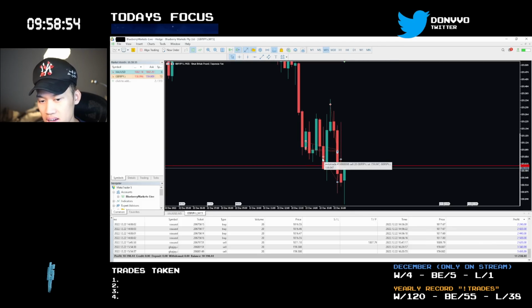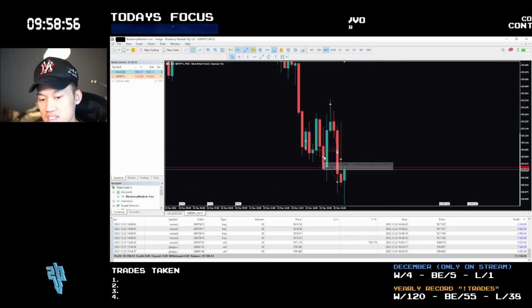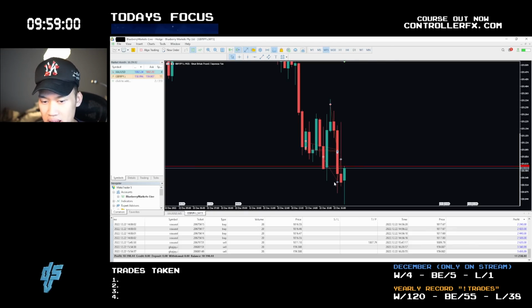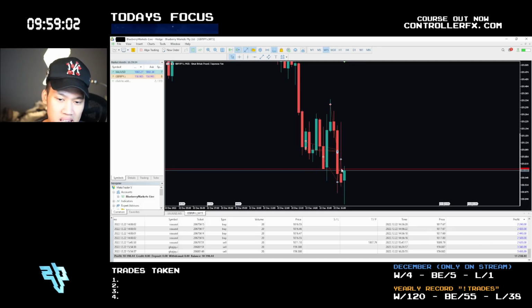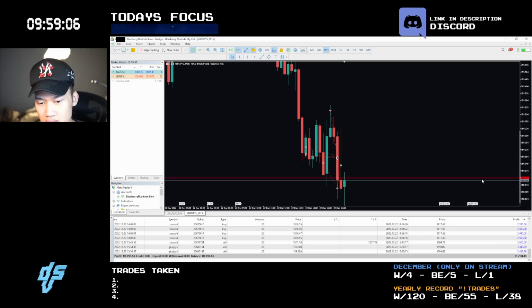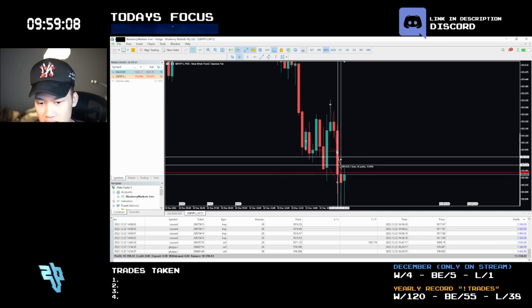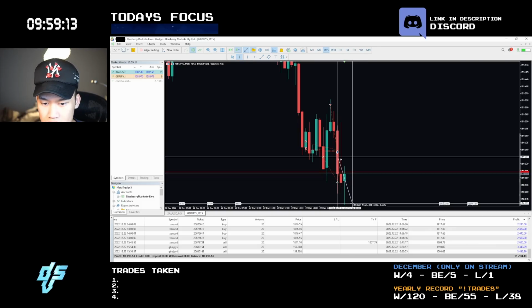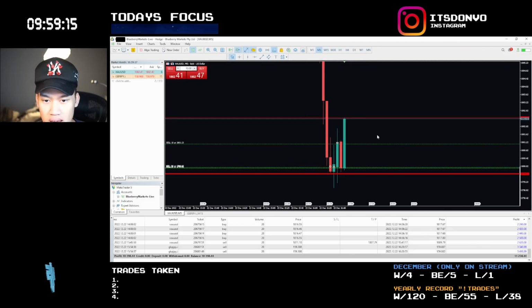I left one running, because that was the initial signal that I gave. It's kind of hard for me to give multiple entry signals, so I left that one running. I closed half here at break even, and then I closed half there at break even, and then this one hit break even. I think that push was around 12 pips, so it wasn't bad. Yeah, so gold pushed up here, perfect. This is a perfect example.